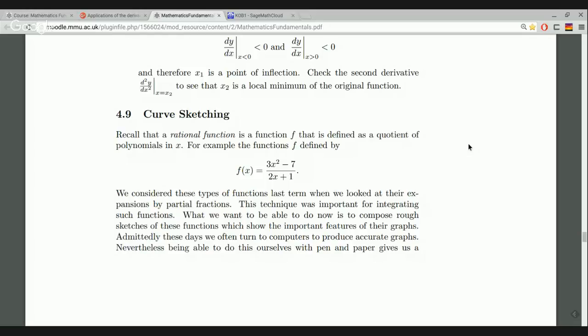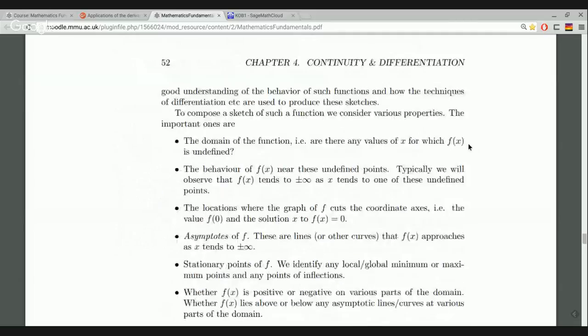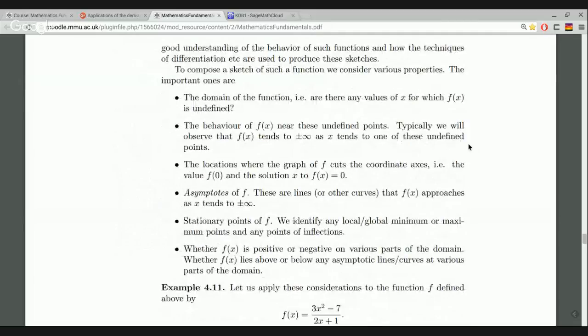Okay, so we're going to take this function as an example. Now most of the details I think are all here, and these are a collection of steps we're going to go through. In no particular order, there's a number of items down here which are the most important aspects of a function from the point of view of trying to sketch a plot of it. So you can see them here.